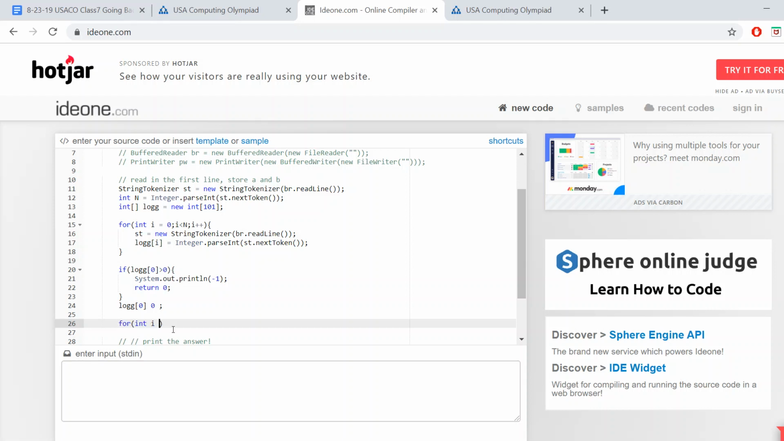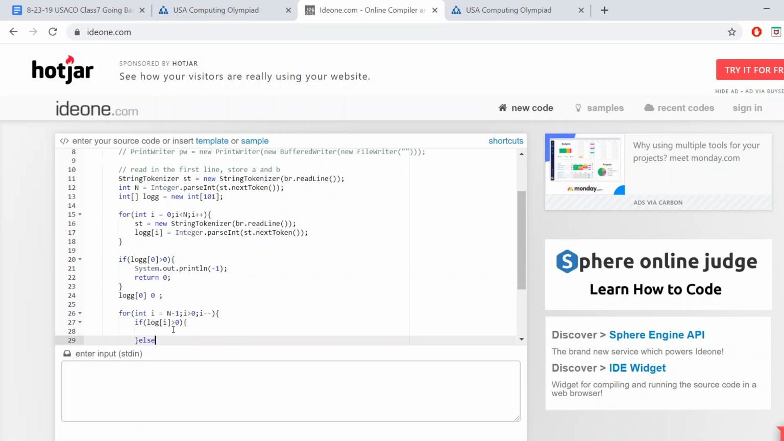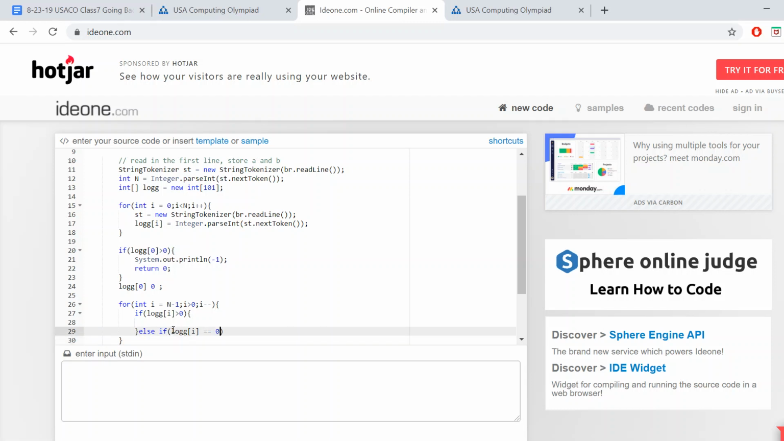Alright, so now the loop starts from the end, which is n minus 1, while i is greater than 0, and i minus minus. So you just go down, right? And you just check if the value in the log at i is greater than 0, then you have to loop through the previous few days, right? That's one case. Otherwise, if it's equal to 0, then you actually don't need to do anything. Shouldn't it be if log i is less than 0? If it's less than 0, it's always -1.